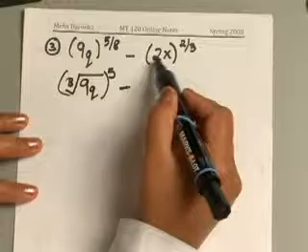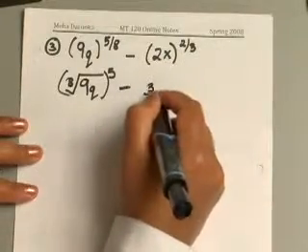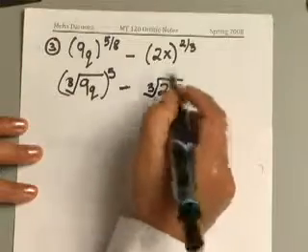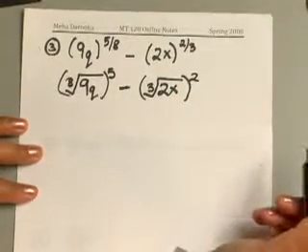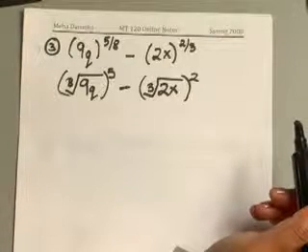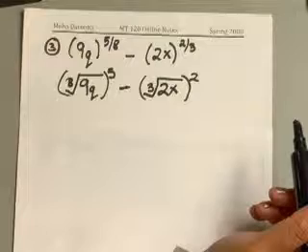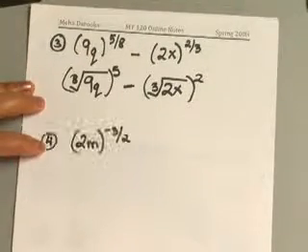For the other term, you have 2x to the 2/3. So again, you can write this as cube root of 2x and the whole thing to the 2nd power. Okay, and this is how far you can go. You cannot simplify this any further, so I'd go ahead and leave it at this form. Okay.